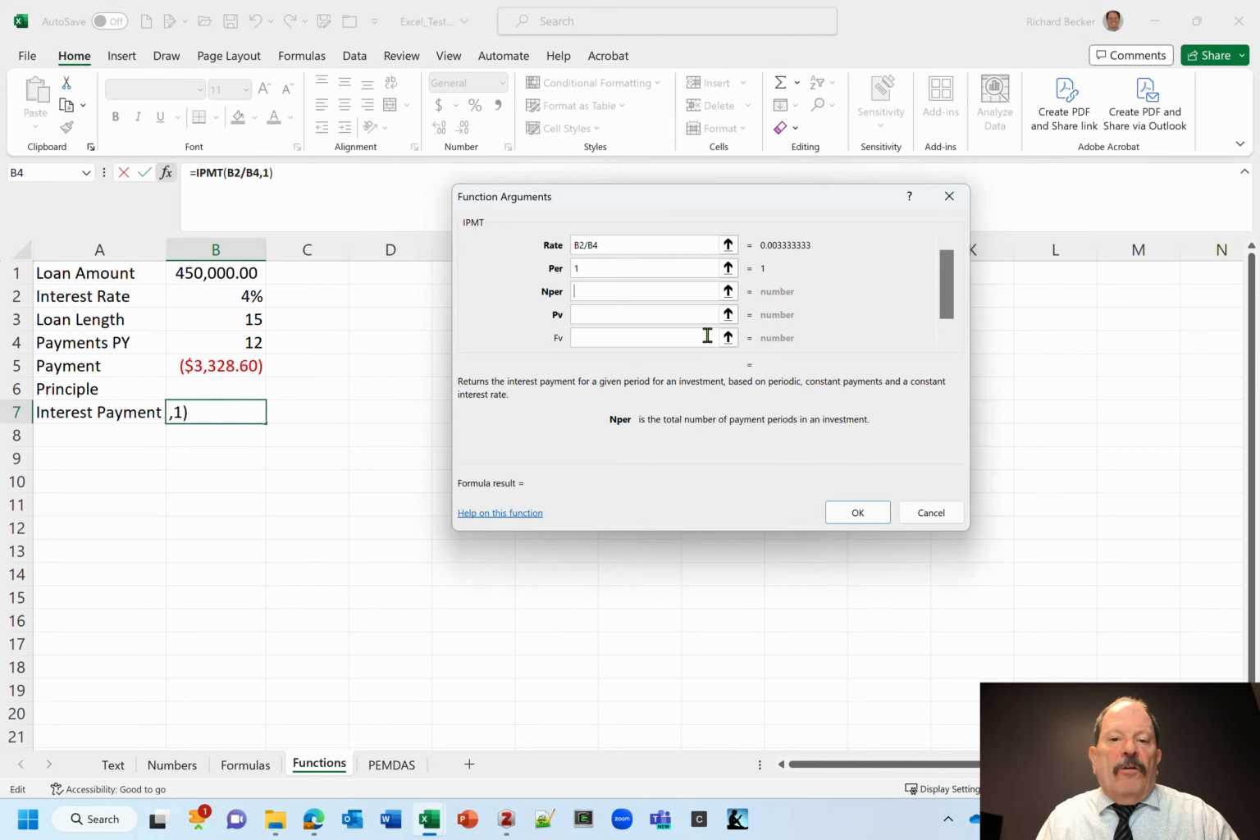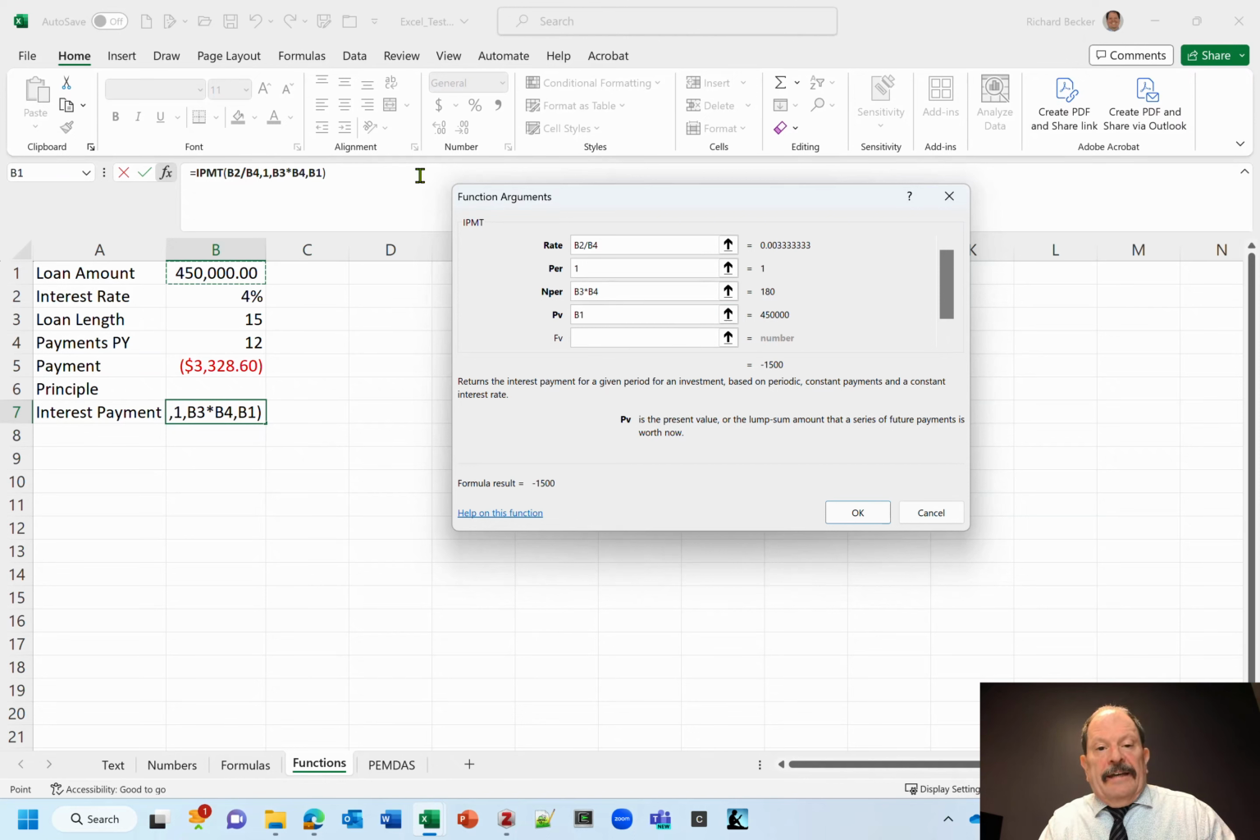All right, and now here's my periods. So I've got 15 years multiplied by 12 months. Okay. And what is my present value of my loan? Well, my current loan is $450,000, so I can put that in there.